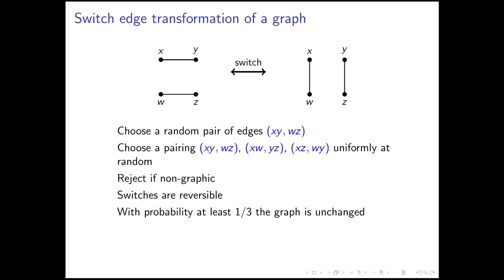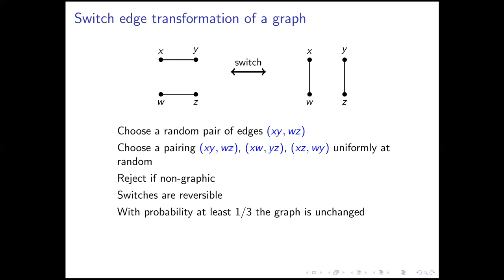So the first part, the switch, an edge transformation of a graph. We take a random pair of edges, so the edges chosen there are XY, WZ, and we switch them to another pair of edges. So there are three choices. We can choose the original pair of edges, the edges XW, YZ, or another pair. In the example shown, we've switched XY, WZ to XW, YZ.